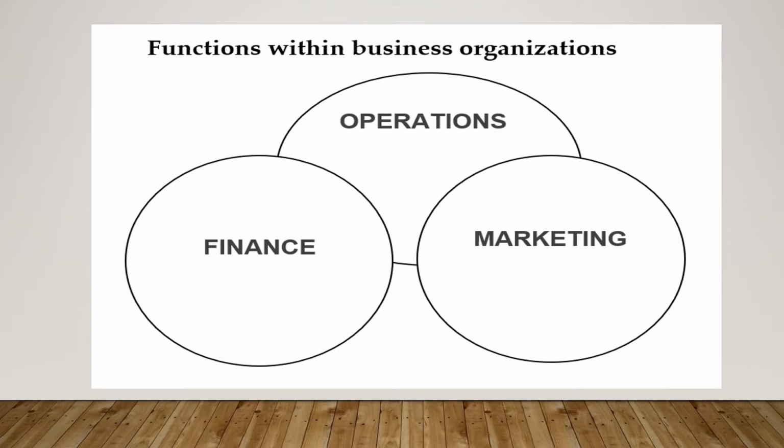No one is superior among the functions within the business organization because all of them are important. And as you can see on my diagram, the circles overlap with one another because that means they are all important. They need coordination. They need one another in order for the business to survive.